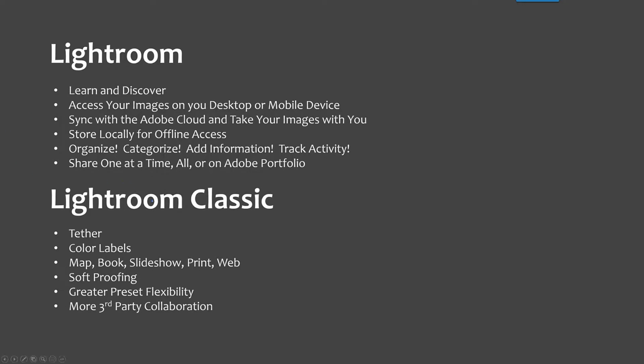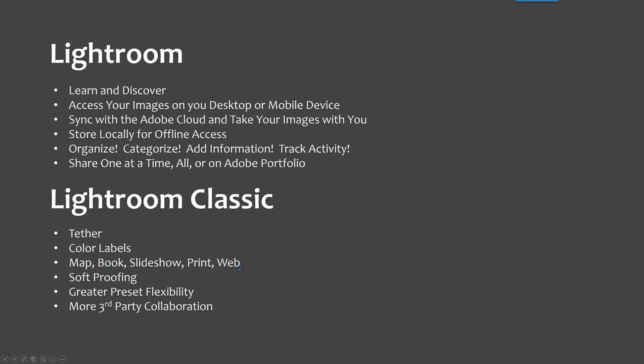And of course, with Lightroom Classic, there's still some things that are in Classic that are not available in Lightroom itself, including tethering. Tethering is not available, whether it's Canon, Nikon, or any other. You won't see that in Lightroom just yet. You won't see some of my favorites like color labels. You won't see the different modules.